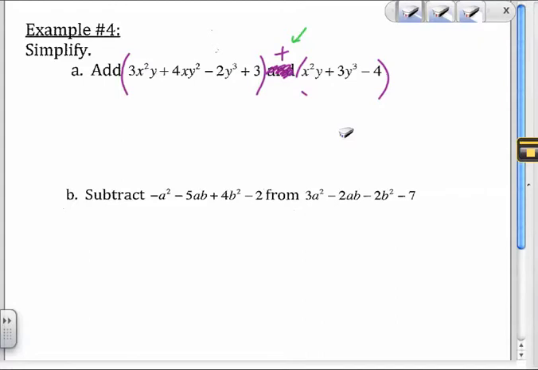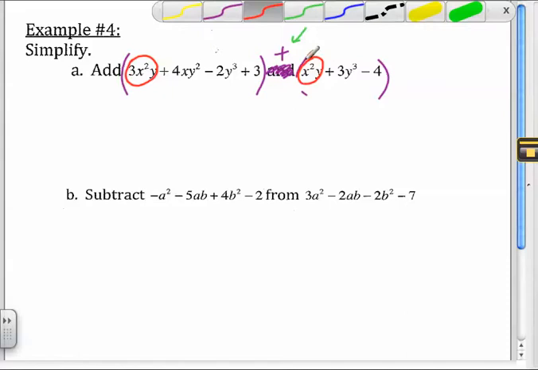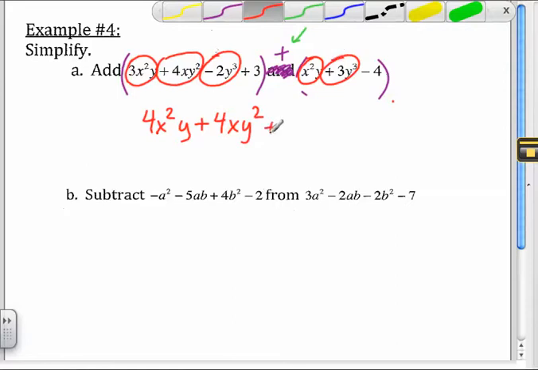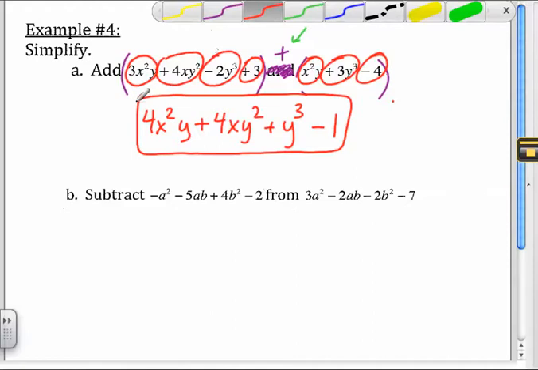Okay? So let's see. I've got a 3x squared y and an x squared y. So that's going to give me 4x squared y. I've got a plus 4xy squared, and I don't have one over here, so I just need to bring it down, 4xy squared. I've got a negative 2y cubed and a positive 3y cubed, so that gives me a positive 1y cubed. And then I have a plus 3 and a minus 4, and that gives me minus 1. All right, so that is the polynomial when we add those two together. We just combine like terms, no big deal.